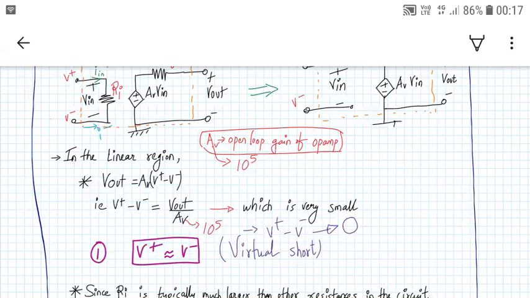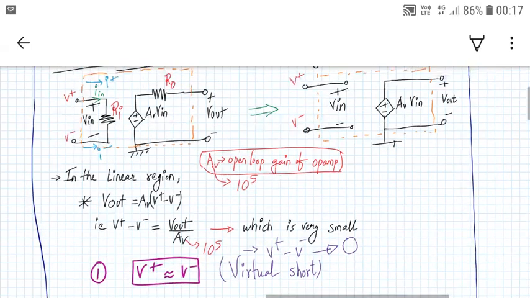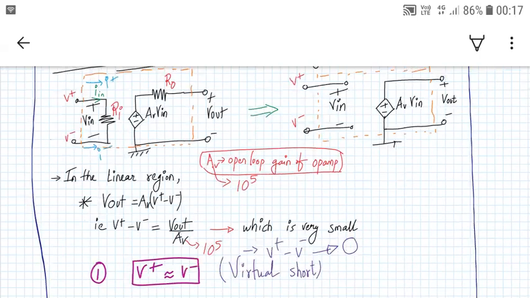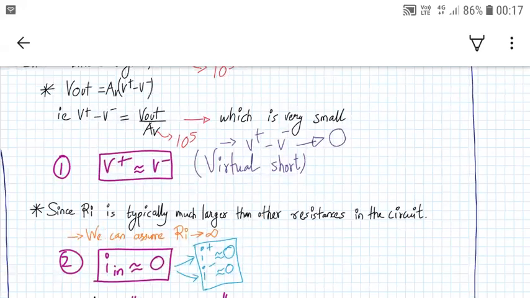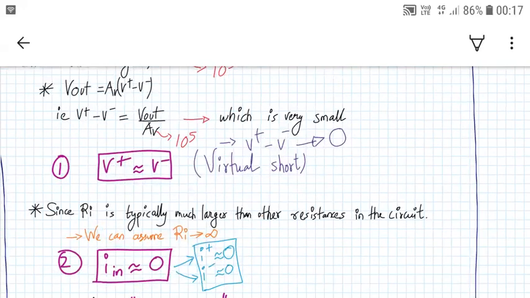So we can write number one condition, that is V plus is approaching V minus. Now, if these two voltages approach each other, they'll act as a virtual short. Hence the name virtual short. Okay. So the second condition is, we know that the input impedance is very high as compared to the other resistance in the circuit.